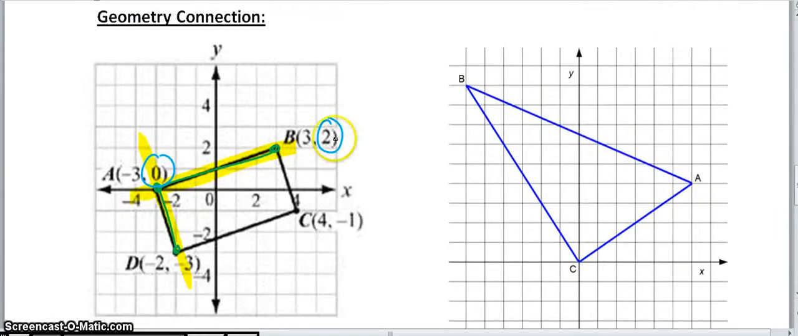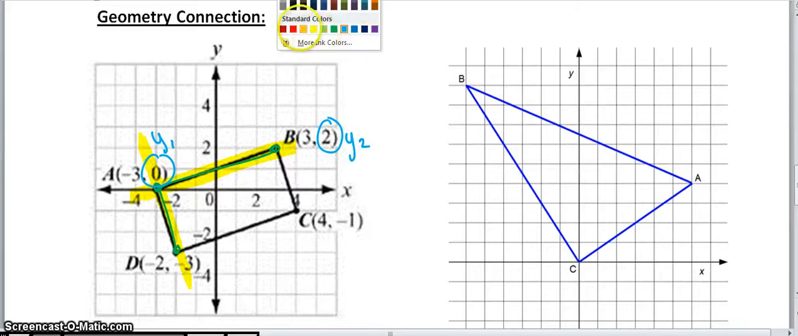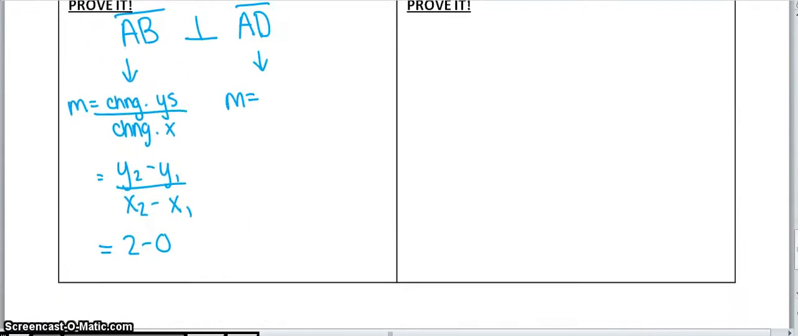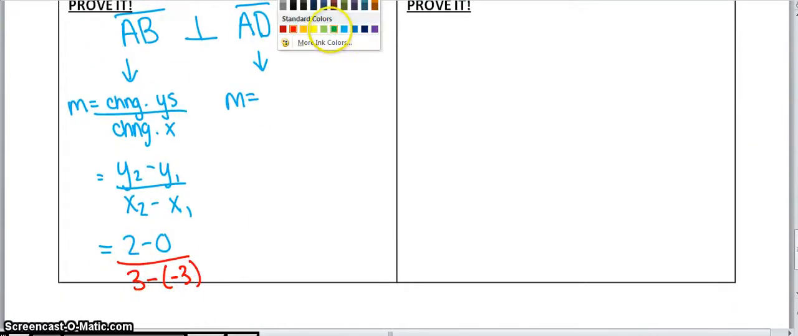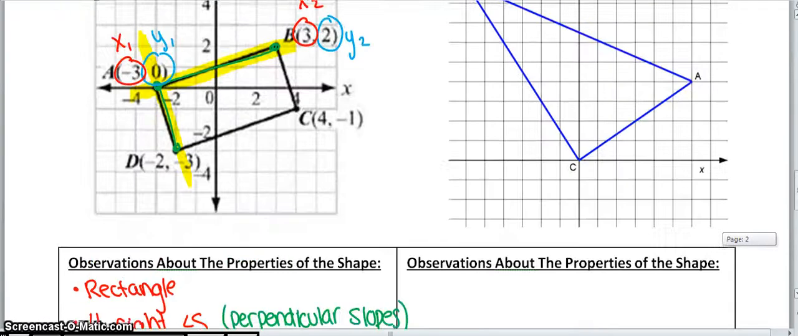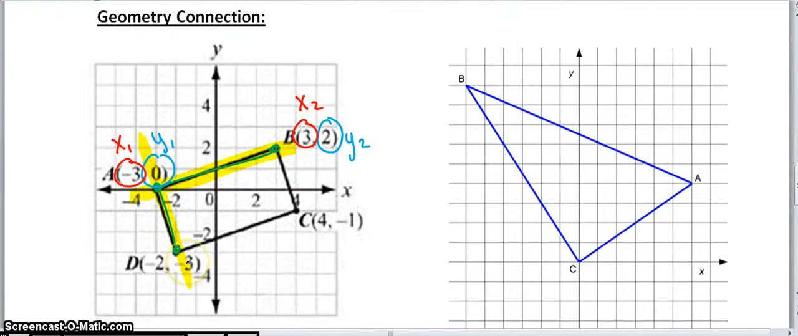Basically what I've done is I've called this my y2 and this my y1. So if this is y2, that means this has to be x2 and x1. I just got to keep it consistent. So I'll do 3 minus negative 3. Ooh, and when you subtract a negative, what actually happens there? It's going to become positive. So 2 minus 0 is 2. 3 minus negative 3 is actually 3 plus 3, which is 6. You can divide both by 2. And this is actually 1/3. Now, in order to prove those are perpendicular, you need to show that AD has the opposite reciprocal slope.